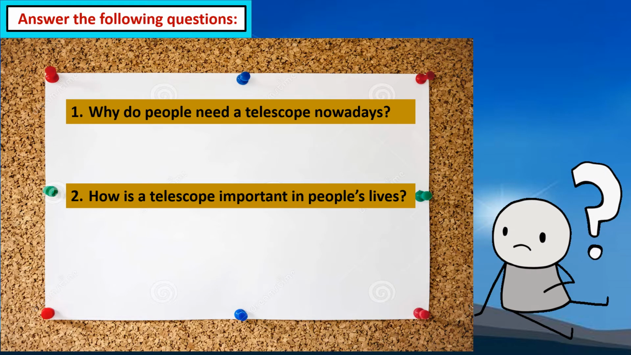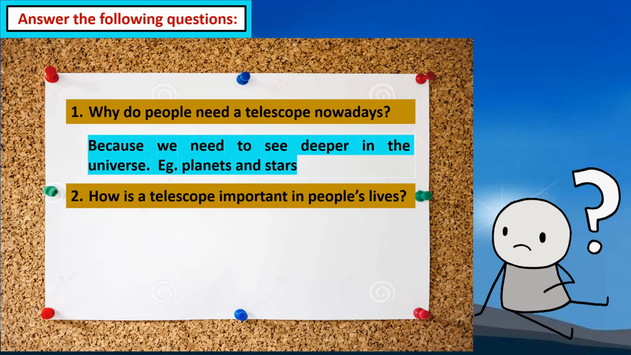Okay, so for the first one, I have the following answer. Why do people need a telescope nowadays? ¿Por qué las personas necesitan un telescopio hoy en día? Because we need to see deeper in the universe. Example, planets and stars. Nosotros necesitamos, ¿verdad?, investigar más acerca del universo. Por ejemplo, los planetas y las estrellas.